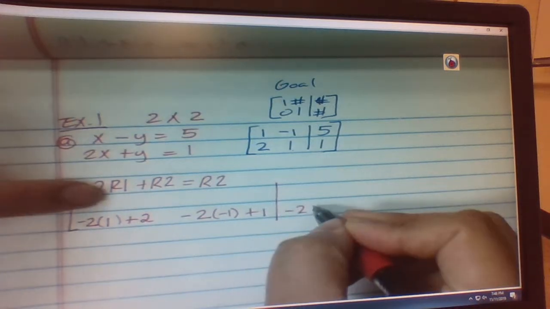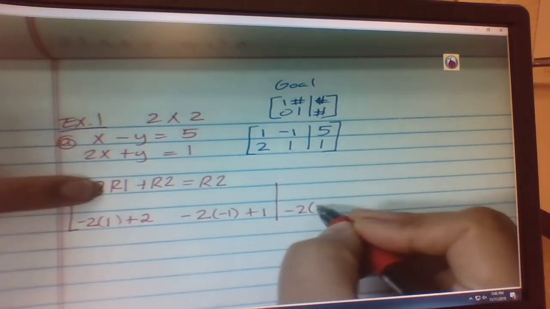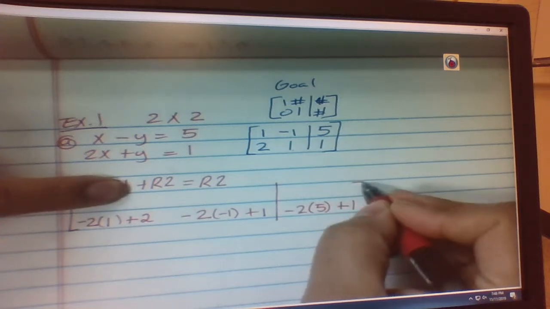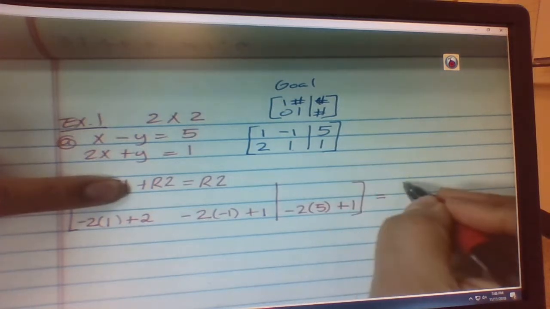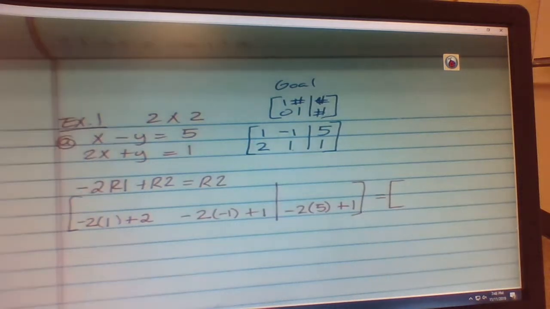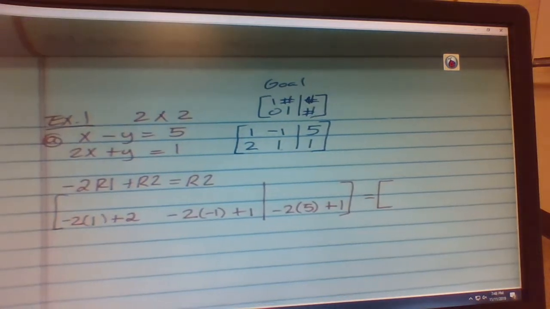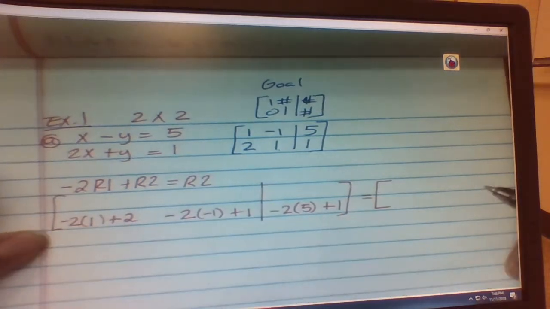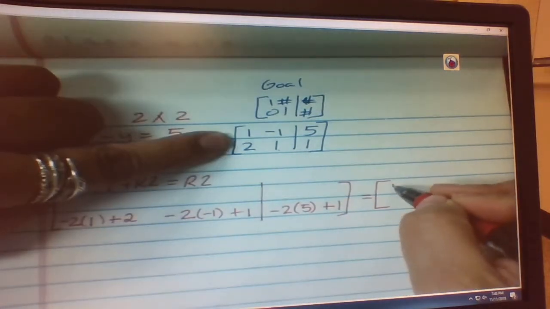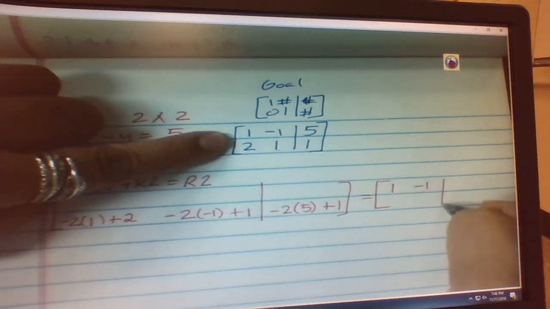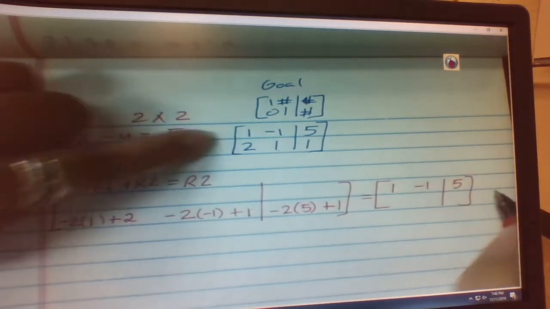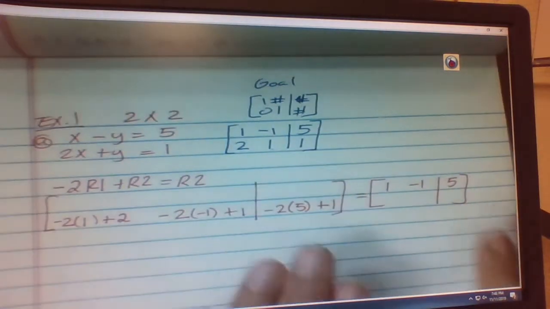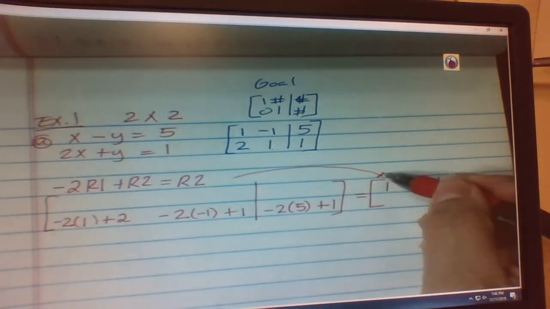Negative 2 times 5 plus 1. Now, you told me we're not changing row 1, correct? Because the only math we're doing is in row 2. So I'm going to rewrite row 1: 1, negative 1, and 5. This is showing the math to doing that.